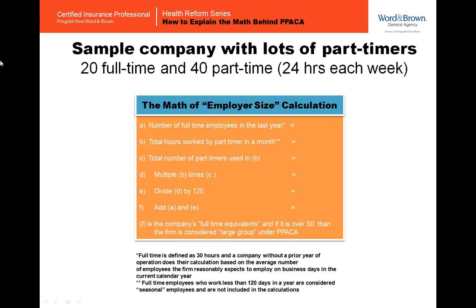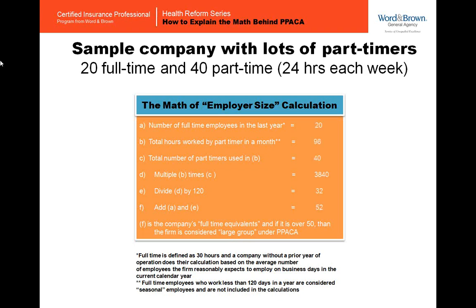So let's do another example of an employer group and see whether they can be small or large. Here we have a sample company. We'll call this company a construction firm. They have 20 full-time people, or maybe they're a gardening firm, something like that. Or perhaps it's a fellow who owns four McDonald's in town under one corporate license, and he has five full-time employees each, and 40 part-timers every month. Either way, what we've got here is 20 full-time people and 40 part-timers, and these part-timers each work 24 hours each week. So let's fill in the blanks.